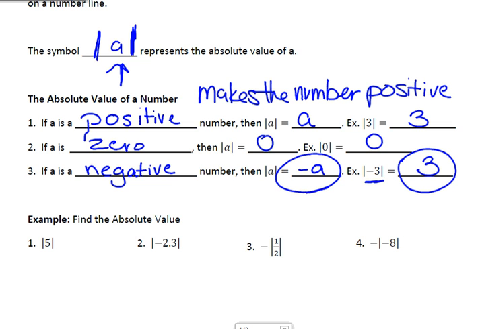So it doesn't matter whether the number on the inside is positive or negative, those absolute value bars will automatically make it positive. Okay. It doesn't change negative signs on the outside, just on the inside. So let's use some example problems here to show you what I mean.